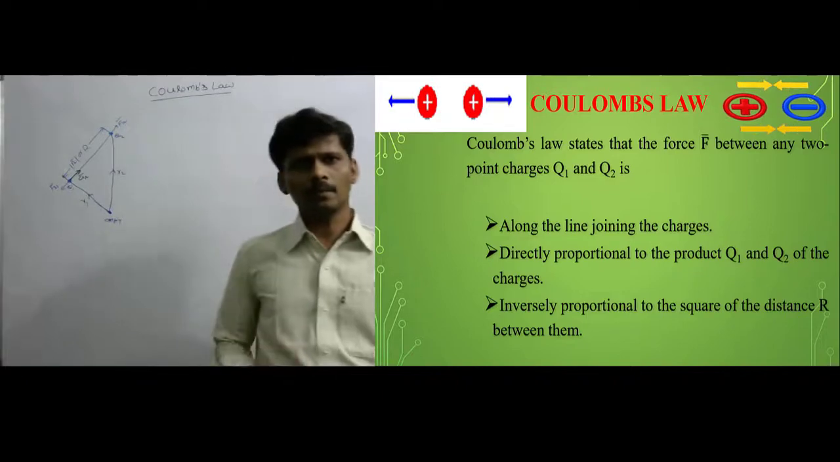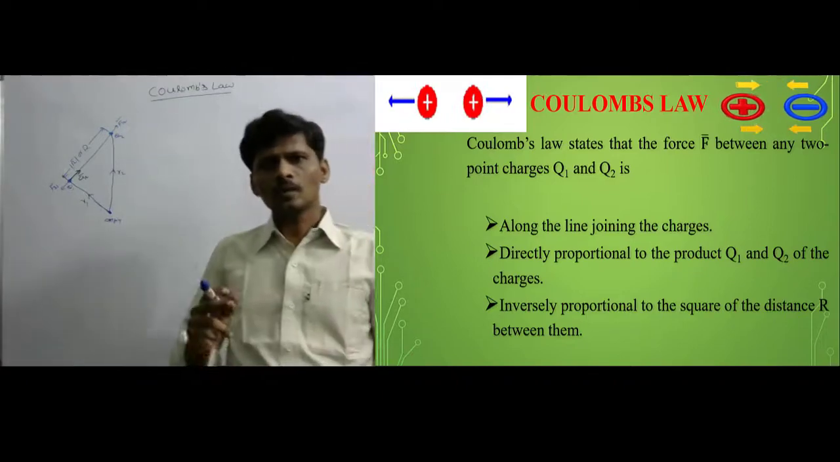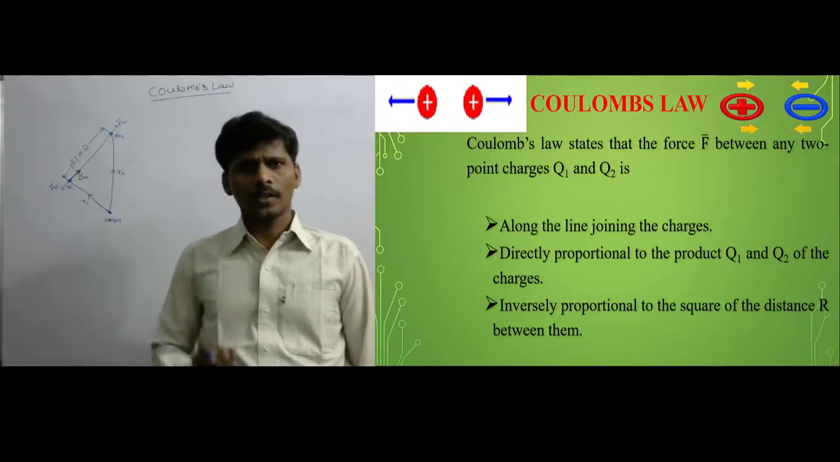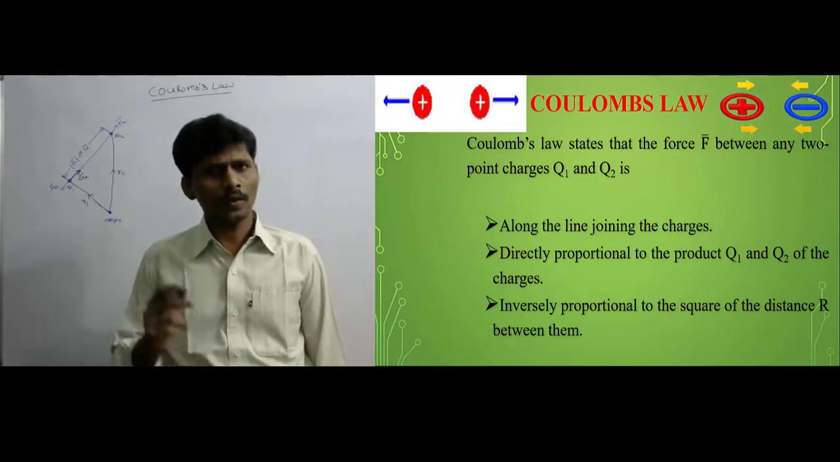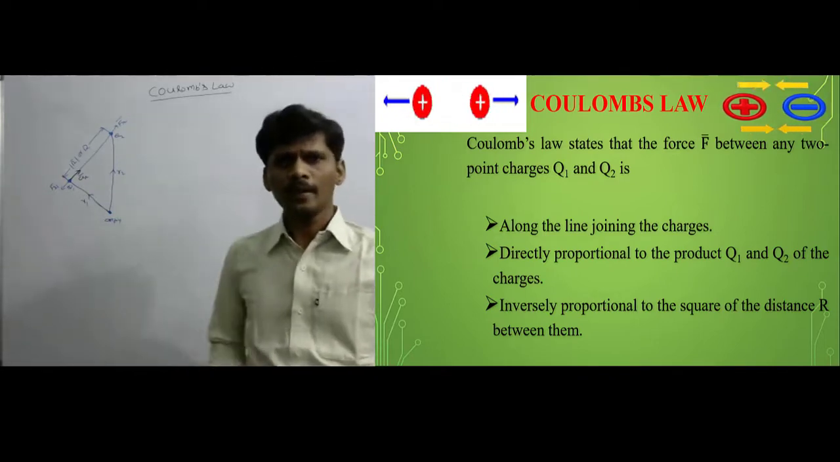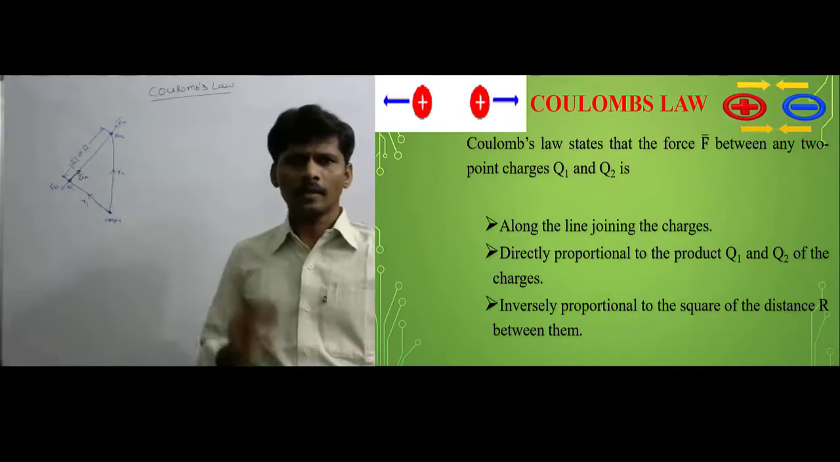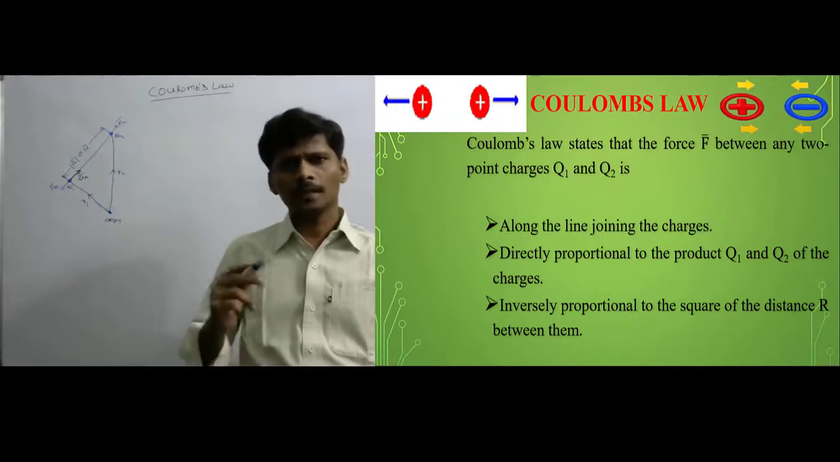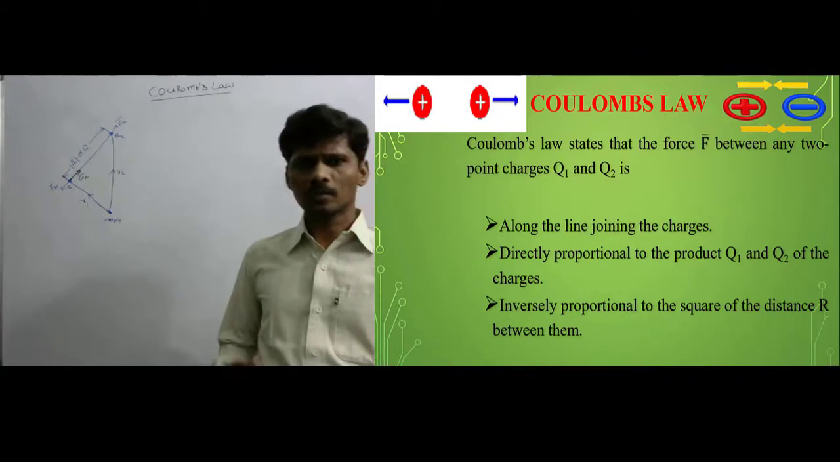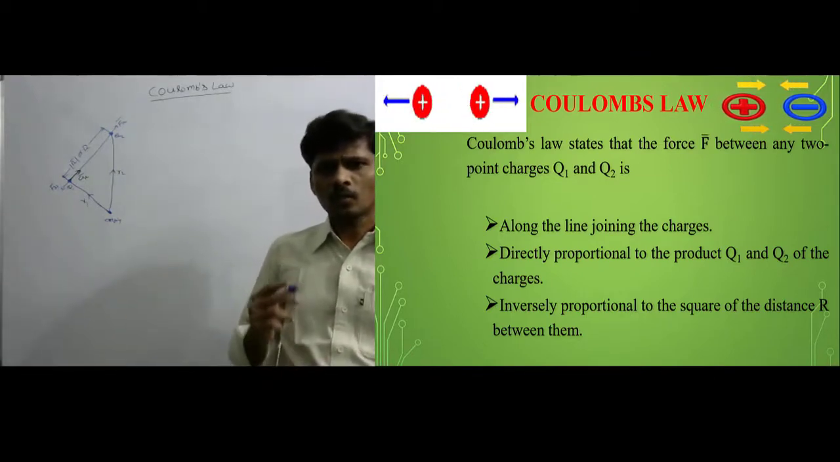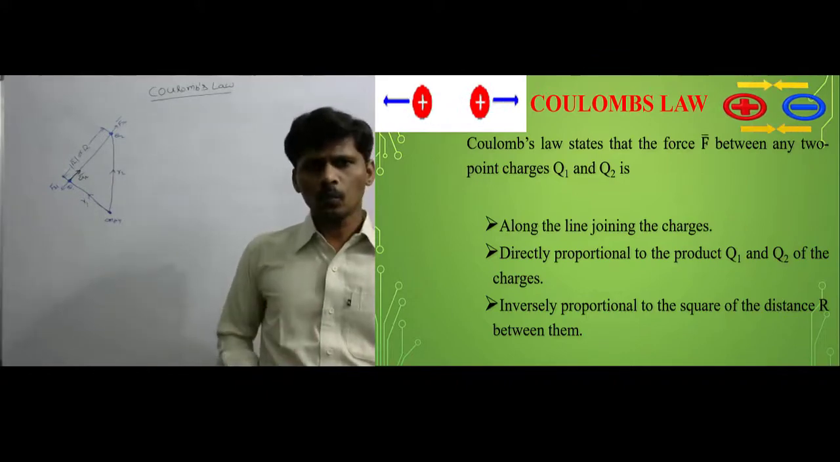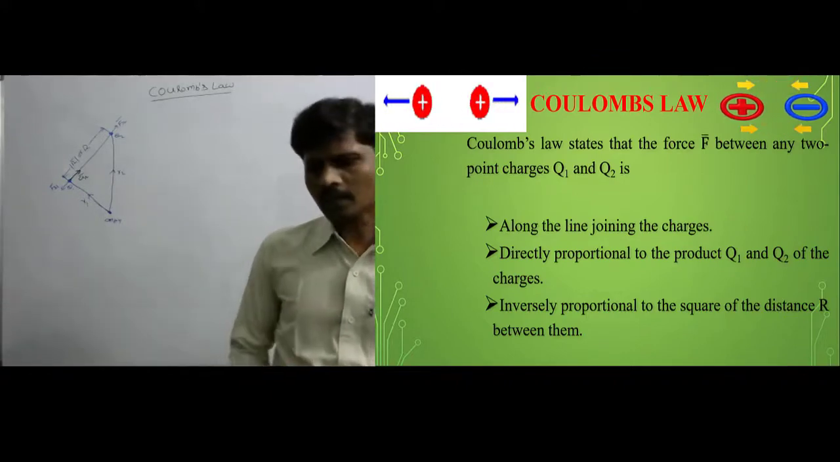Once again, the statement of Coulomb's law. Coulomb's law states that the force F bar between any two point charges Q1 and Q2 is defined as along the line joining the charges, directly proportional to the product of the charges Q1 and Q2, and inversely proportional to the square of the distance between the two point charges.